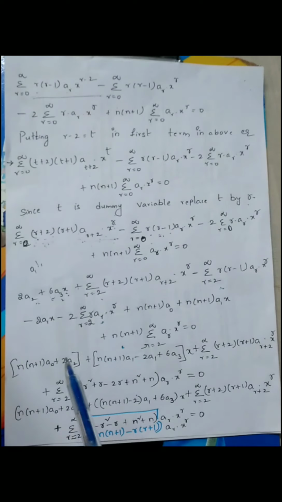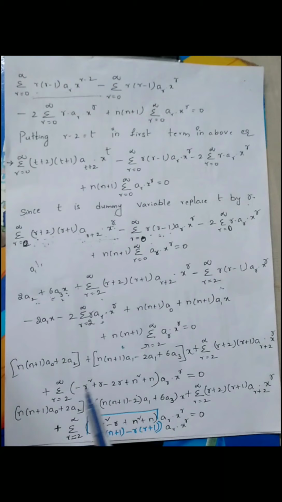Again we need further simplification. So we write the first term as it is, and in the second x coefficient we take a1 common, and this term as it is: sigma r equals 2 to infinity (r plus 2)(r plus 1) a(r plus 2) x power r.